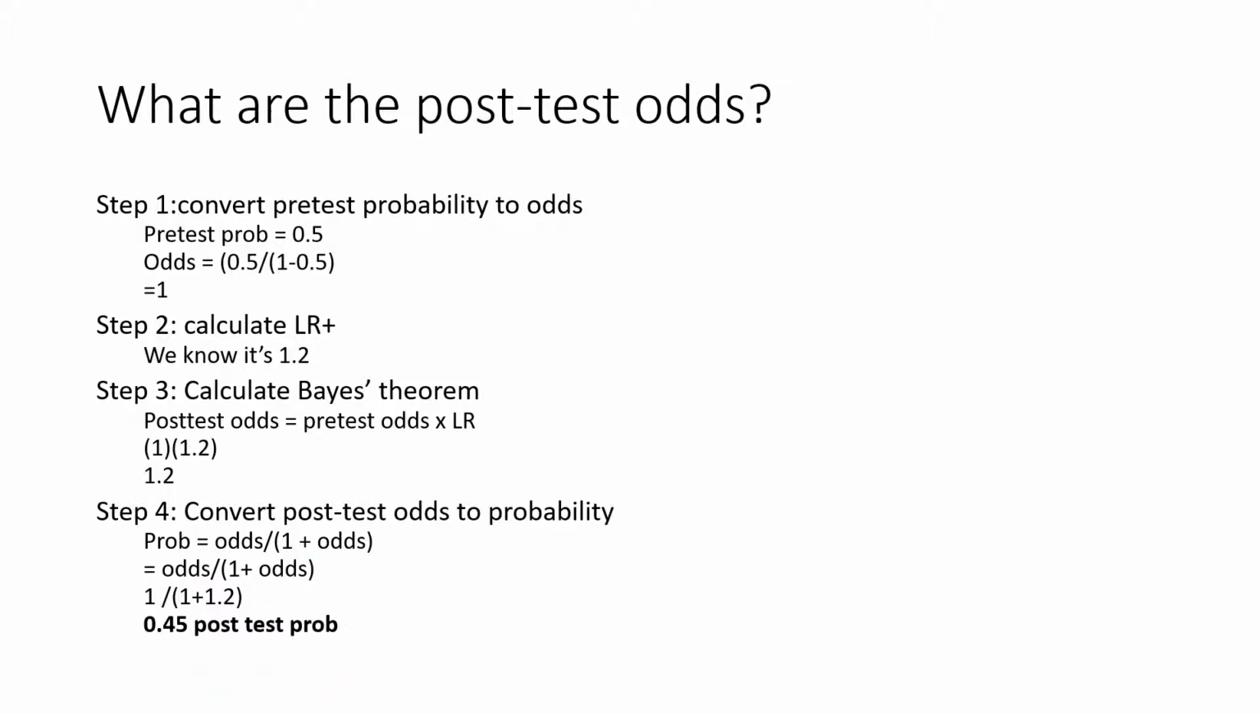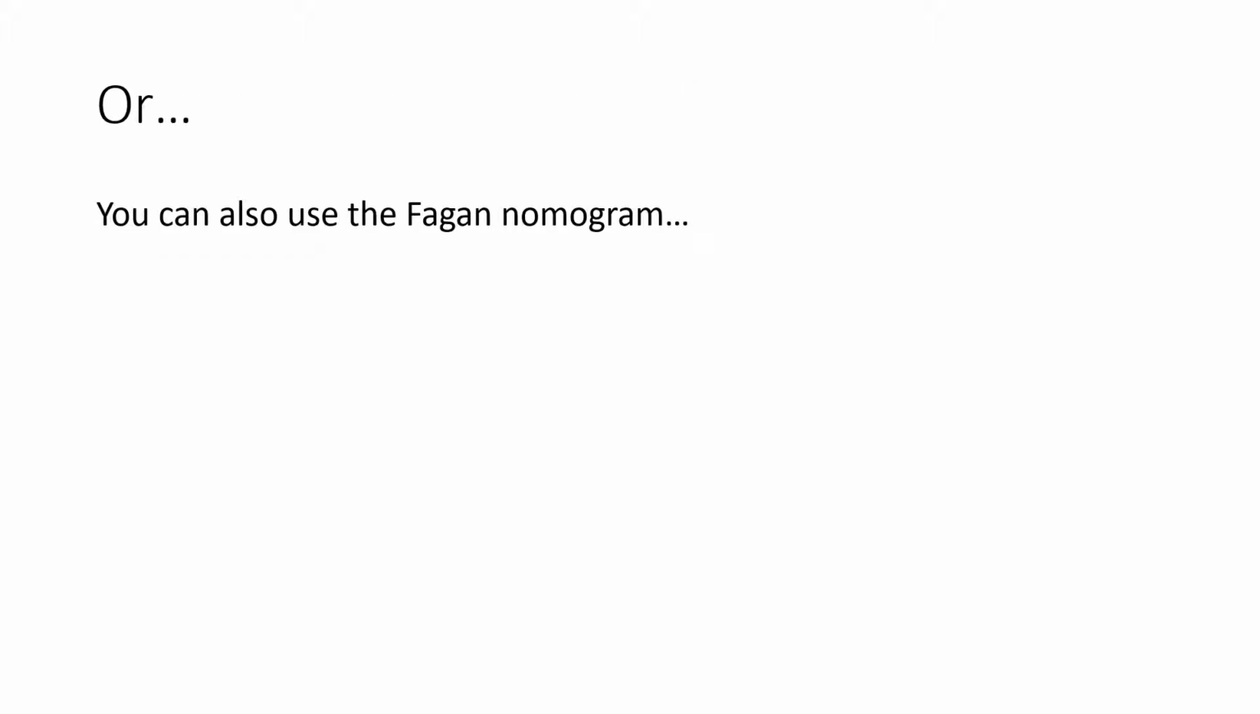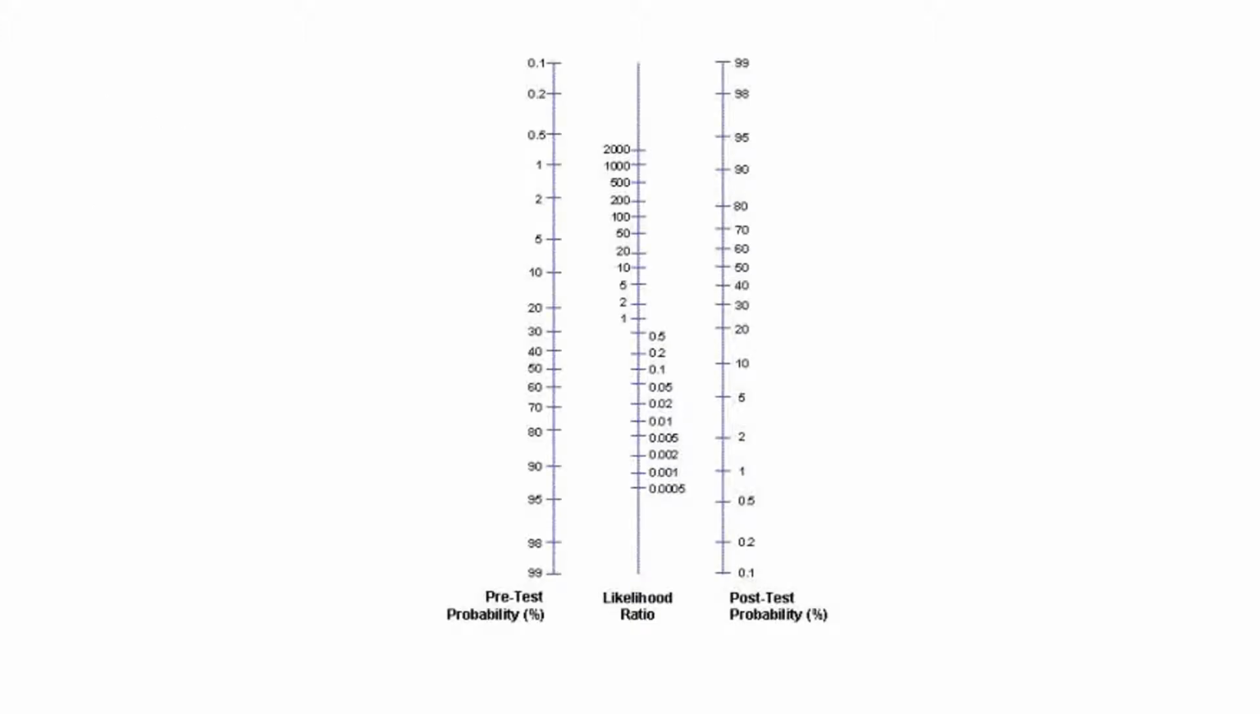So for example, 0.5, or sorry, 0.45, apologies. Or something much easier to use is the Fagan nomogram that allows us to think in probabilities. You have to determine what you think your pretest probability is depending on your knowledge of your patient and population. And then you take a straight edge of any sort and you draw a line from your pretest probability, which is 90%, through what your likelihood ratio positive is, in this situation, 1.2, and it spits out your post-test probability, which is still 90%.